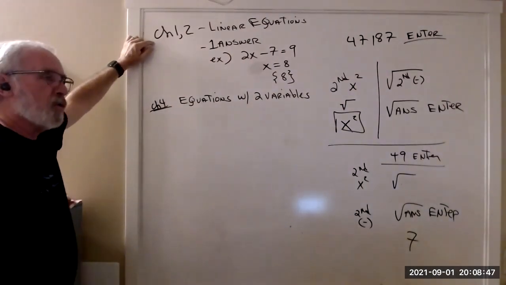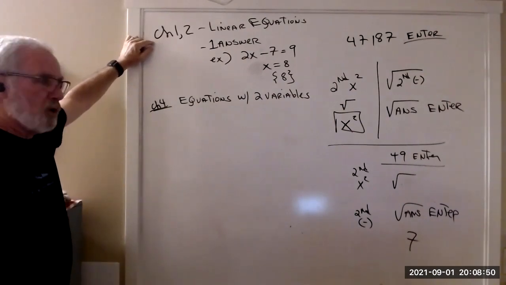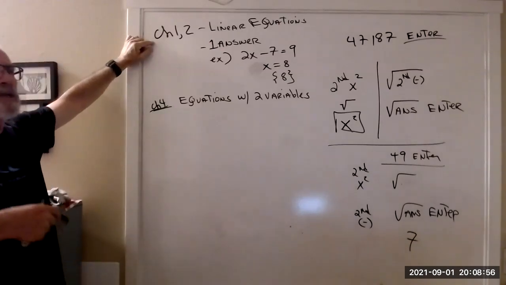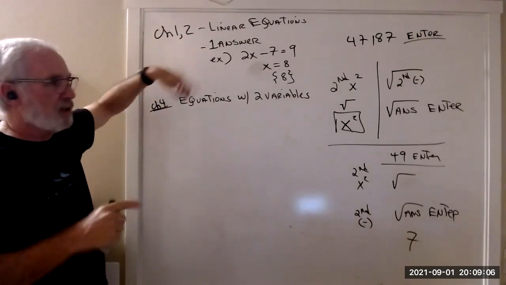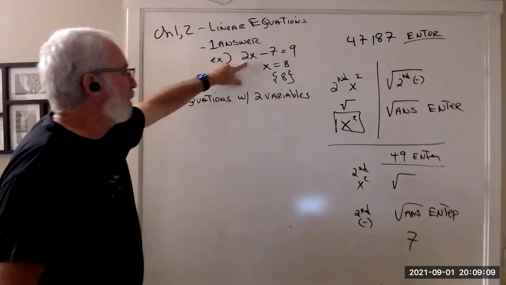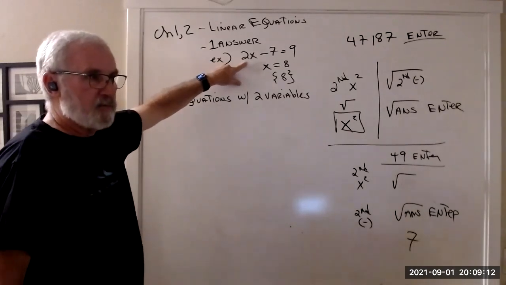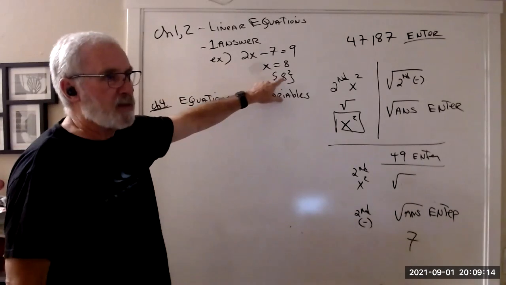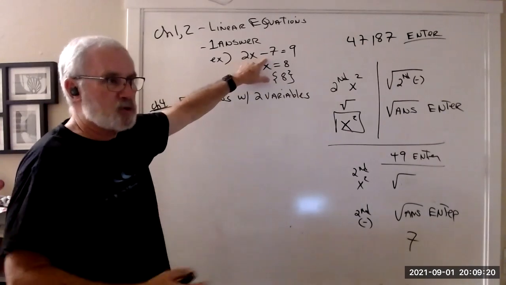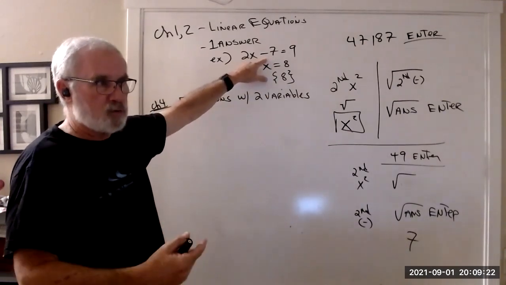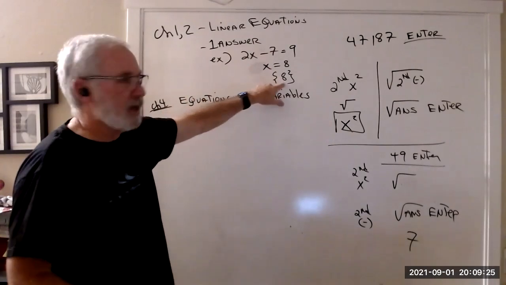Okay. Quick review here. In chapter 1 and 2, we focused primarily on what were called linear equations. Now we had some inequalities and we had some absolute value, but primarily we had a linear equation. And it had one answer. That's the key idea. What's called a linear equation has one variable and one answer. And that meant the only thing that could make this problem true is if X were 8. That's what we were searching for. What makes the problem true? Well, doing some algebra, X is 8.